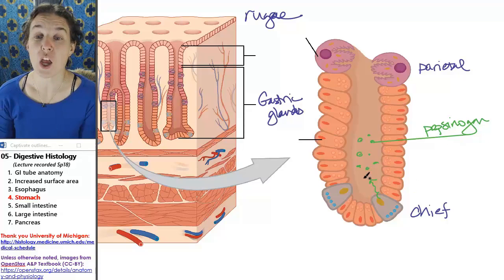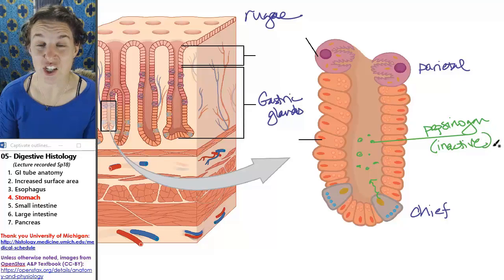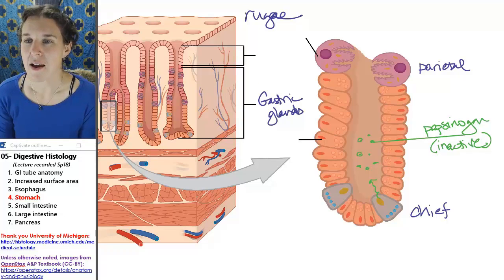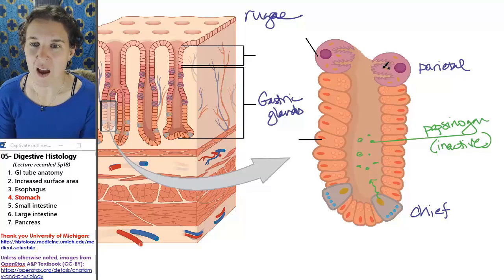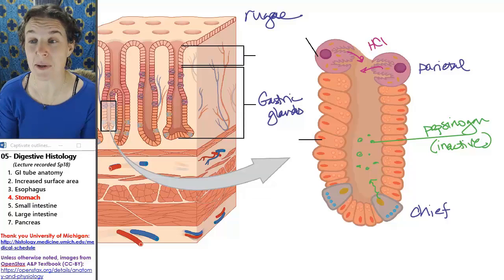Totally true. So pepsinogen is actually inactive. It cannot digest protein yet. But guess what? The parietal cells are doing some magic too. Guess what they're producing? Hydrochloric acid. What? Stomach acid. The parietal cells are producing stomach acid.